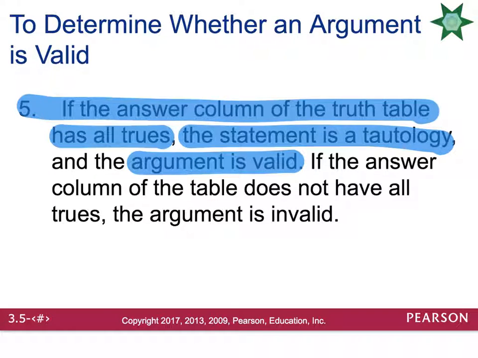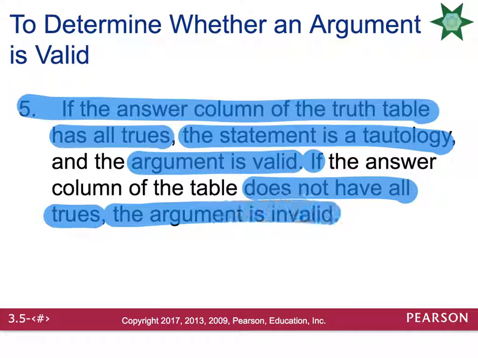If it does not have all truths, the argument is invalid. So all we need is one false to show that it's not a valid argument. It has to be true in every case.